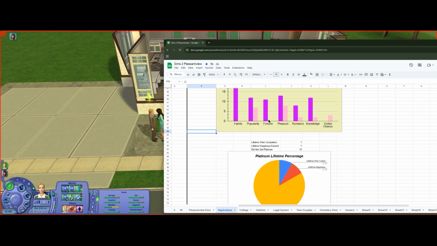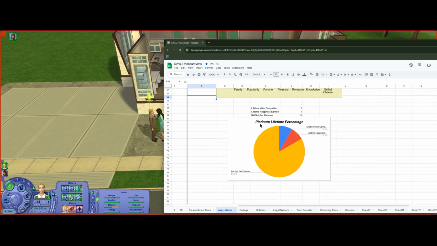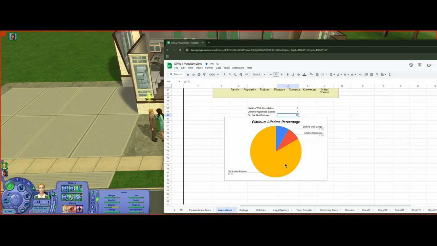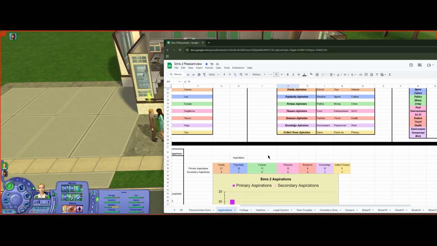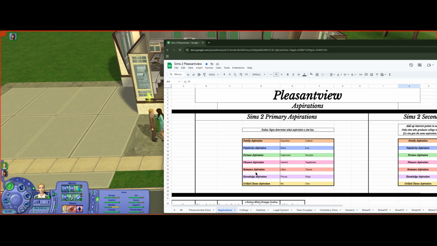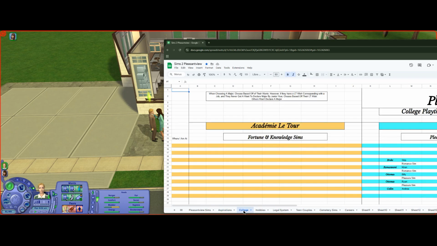I can't wait to see how this fluctuates, and see how the numbers change as time goes along. We're going to scroll down here, and we also have a platinum lifetime percentage. Lifetime wish completion, 1 Sim did that. Lifetime happiness earned, 1 Sim did that, and did not get platinum, 10. So, there we go on that. Yeah, I have the percentage on that just to see the percentage of my Sims and who dies happy and whatnot. So, yeah, that's that. And this is my aspiration tab. And let's move on to our college tab.